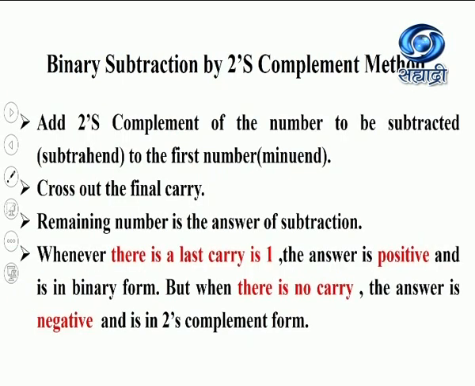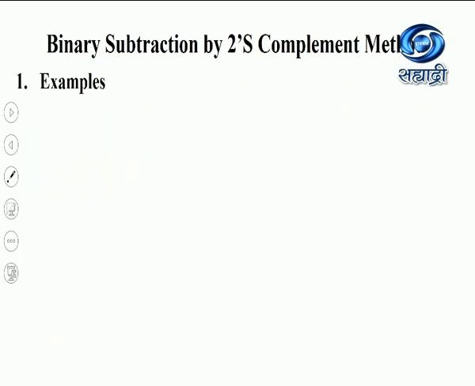Binary subtraction by the 2's complement method. Add the 2's complement of the subtrahend to the first number, that is the minuend. Cross out the final carry. The remaining number is the answer of the subtraction. Whenever the last carry is 1, the answer is positive and it is in binary form. But when there is no carry, the answer is negative and it is in the 2's complement form.